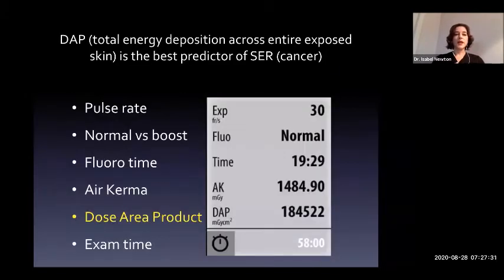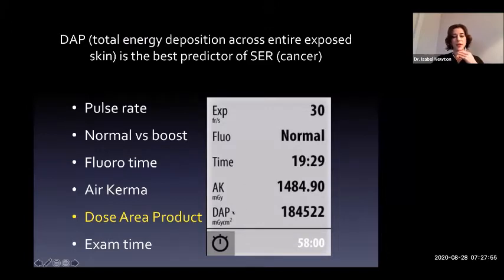The best way of predicting this is a way that is very difficult to understand because of the very nature of stochastic effects of radiation, and that's the dose area product. I'll show you what the output is at the end of an exam. You have the exposures, whether the fluoro is normal or boost, the time the beam was on, AK and DAP. We'll be talking about air kerma in a minute.